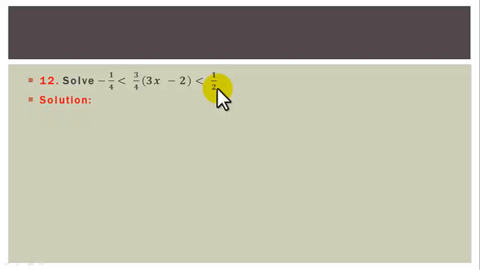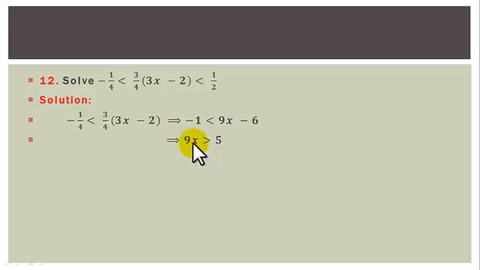Solution. First, we consider the first inequality, minus 1 over 4 less than 3 over 4 times 3x minus 2. If we multiply both sides of this inequality by the LCM, which is 4, 4 will cancel here and 4 will cancel here. So this will give us minus 1 is less than, open the bracket to obtain 3 times 3x, which is 9x, minus 3 times 2, which is minus 6. And this will imply, when you take minus 6 to the left, minus 1 plus 6 is less than 9x. Minus 1 plus 6 is 5, less than 9x, and we can rewrite it as 9x is greater than 5.